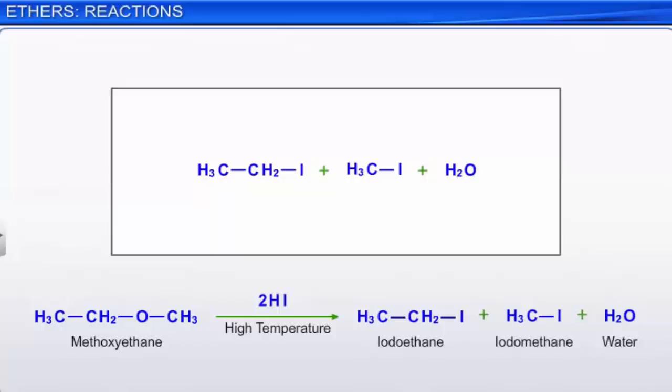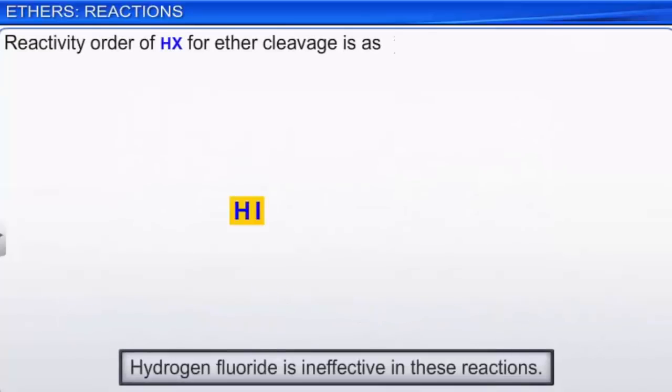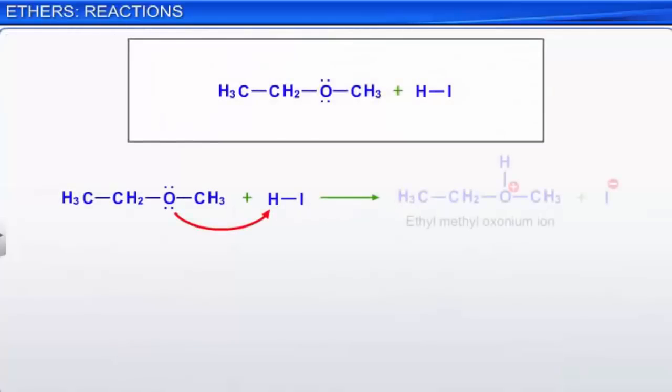Hydrogen iodide is the most reactive hydrogen halide in acid-catalyzed cleavage of ethers, followed by hydrogen bromide and then hydrogen chloride. Hydrogen fluoride is ineffective in these reactions. Let's look at the mechanism of this reaction in greater detail.